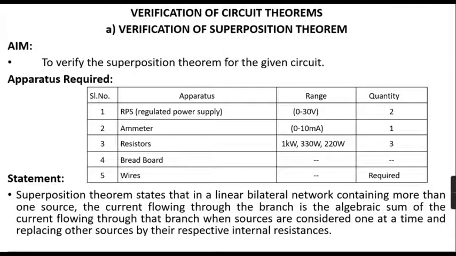Statement: the superposition theorem states that in any linear bilateral network, if you have more than one source, the current through a branch is the algebraic sum of the currents through that branch when the sources are considered only one at a time, and the remaining sources are replaced by their internal resistance. For example, a voltage source can be short circuited. A current source will be open circuited.